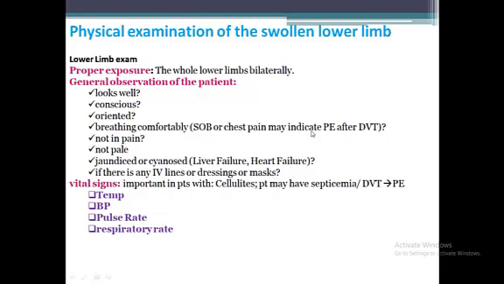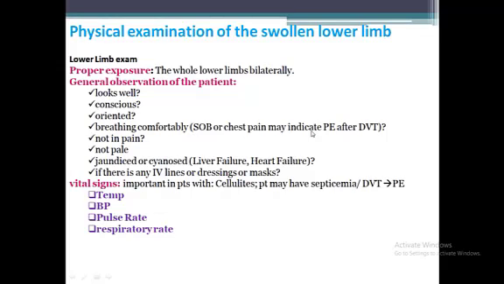Then we should have a general observation of the patient. We look if the patient looks well, conscious, oriented or not, breathing comfortably. We see if he has a shortness of breath or chest pain. That may indicate pulmonary embolism after DVT. If there is any pain, pallor, jaundice or cyanosis, and if there is any IV lines or dressings or masks.